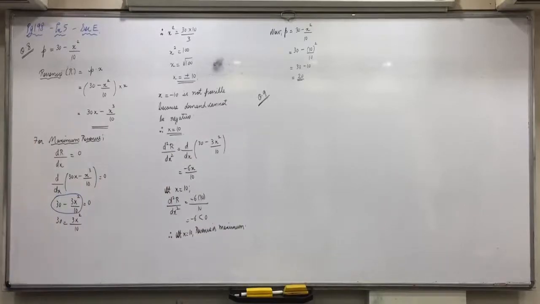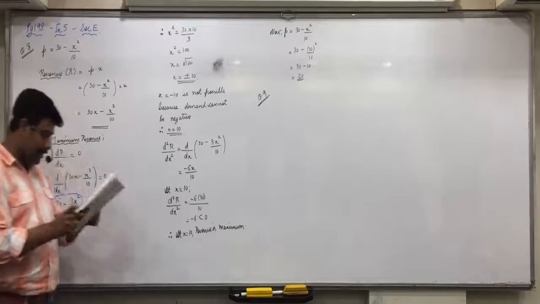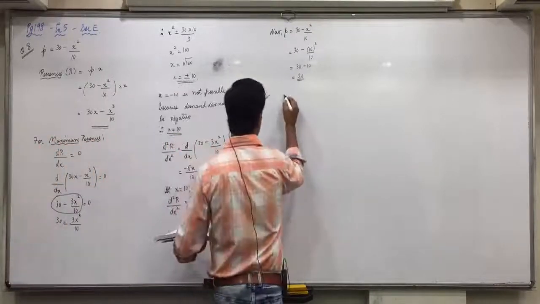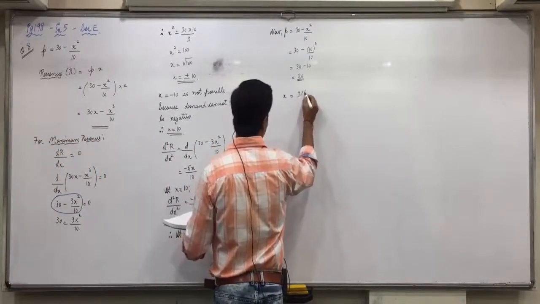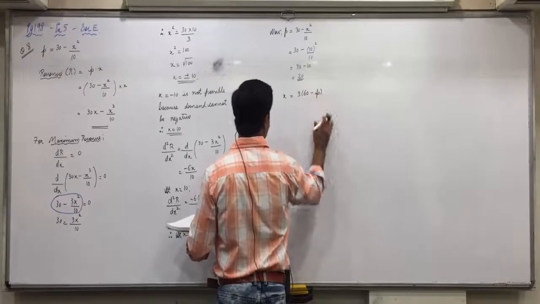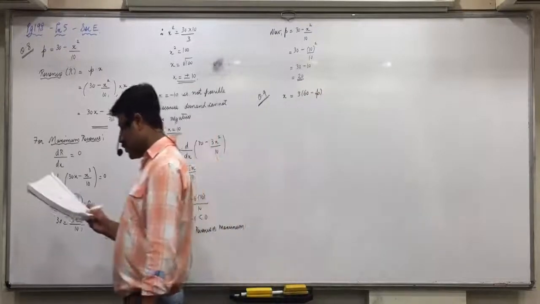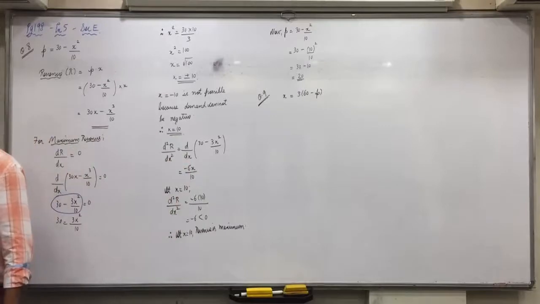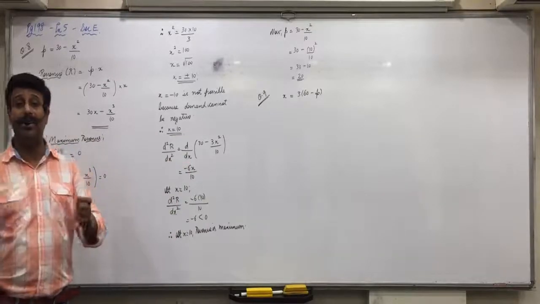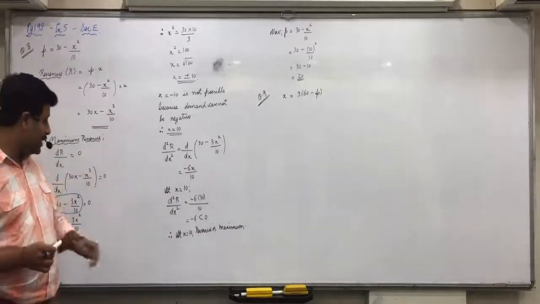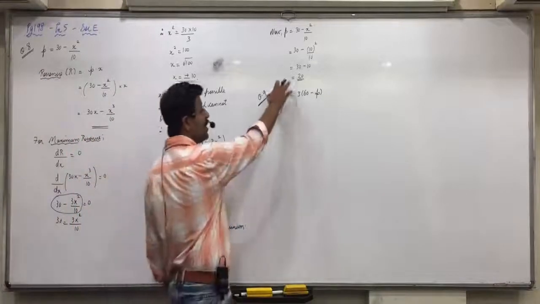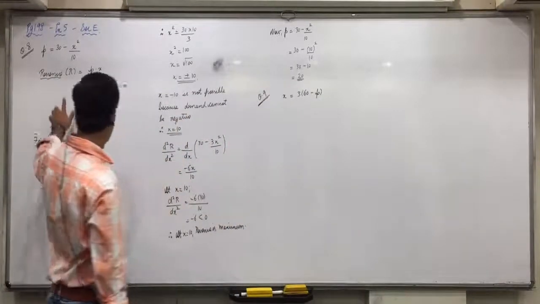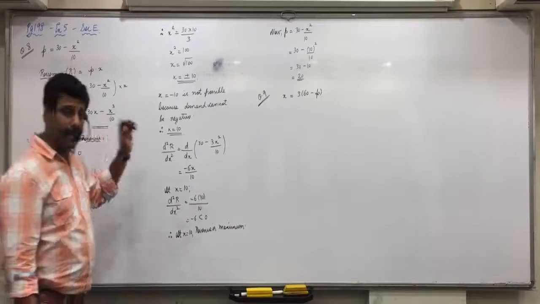Any confusion in this? Now, look at question number 9. In a market, the demand law of rice is x equals 3 in bracket 60 minus P. Find the demand for maximum revenue and also find the price and revenue for that demand. Now everything is asked. Demand is also asked, that is X. Price is also asked and revenue is also asked. Is everyone clear with it?